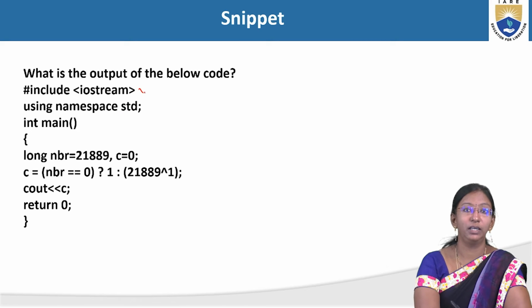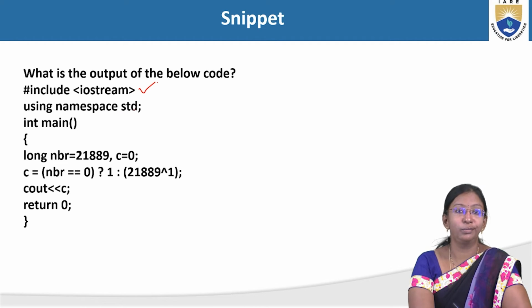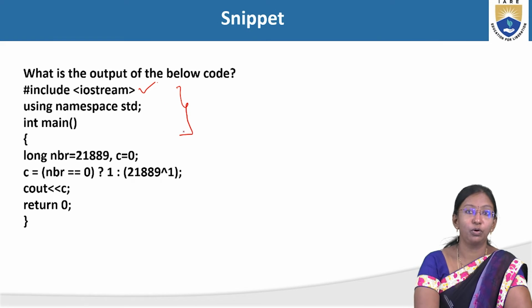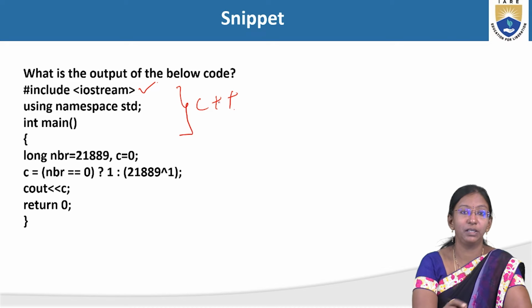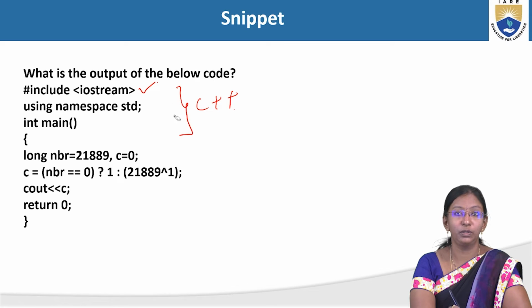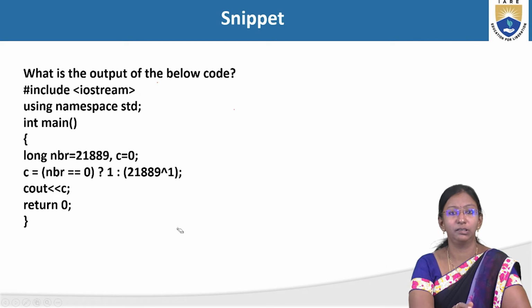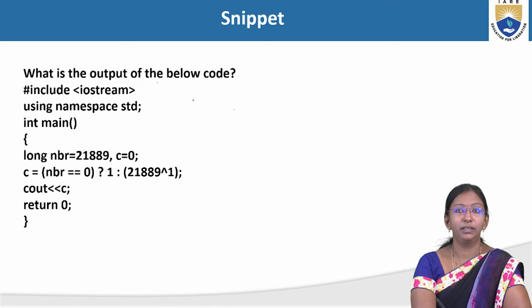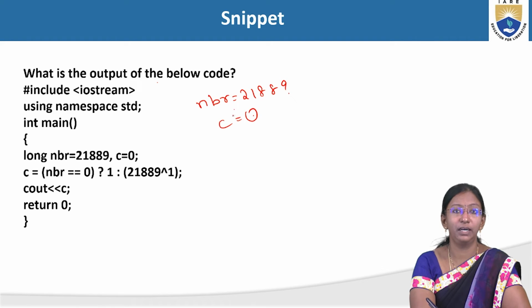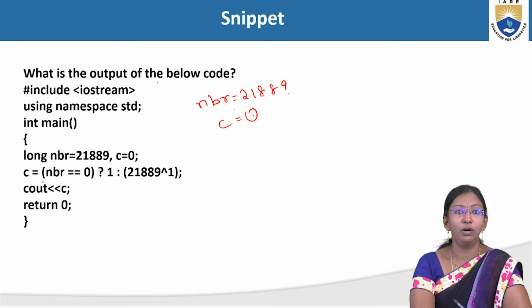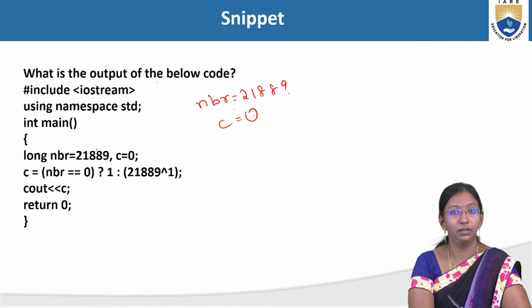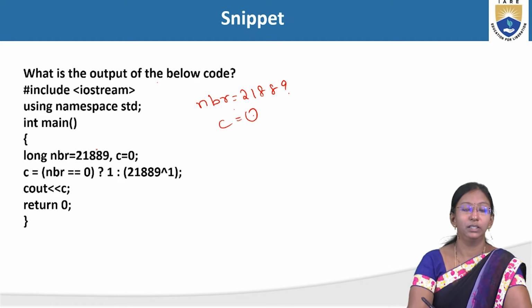Clearly, you can see that they have mentioned in the include section the preprocessor directive using iostream, so this piece of code belongs to C++, an object-oriented programming language, right? Don't panic, just have a look. They have taken two variables, NBR as 21889 and C as 0. They have declared both as long. Long takes 8 bytes. Okay, so let's go for the next line.